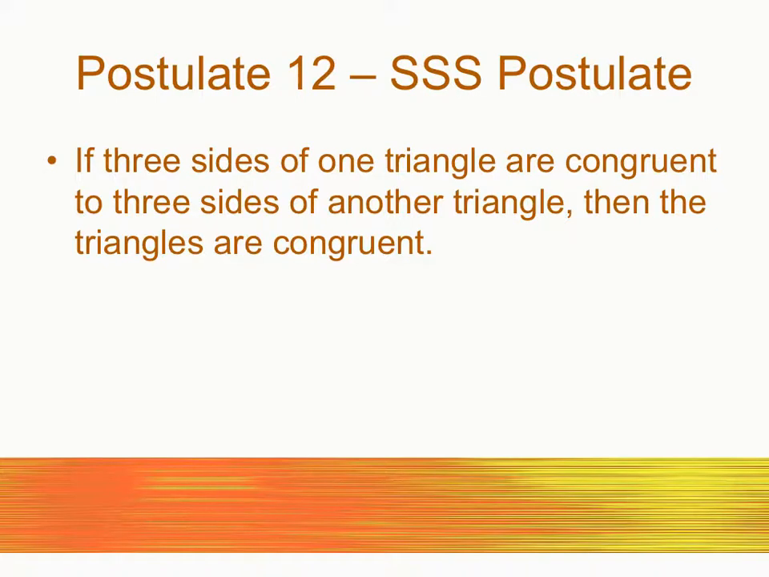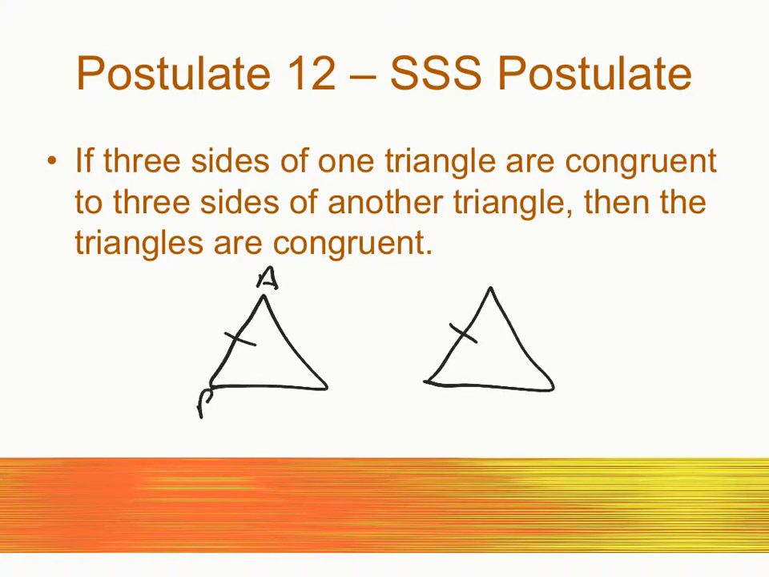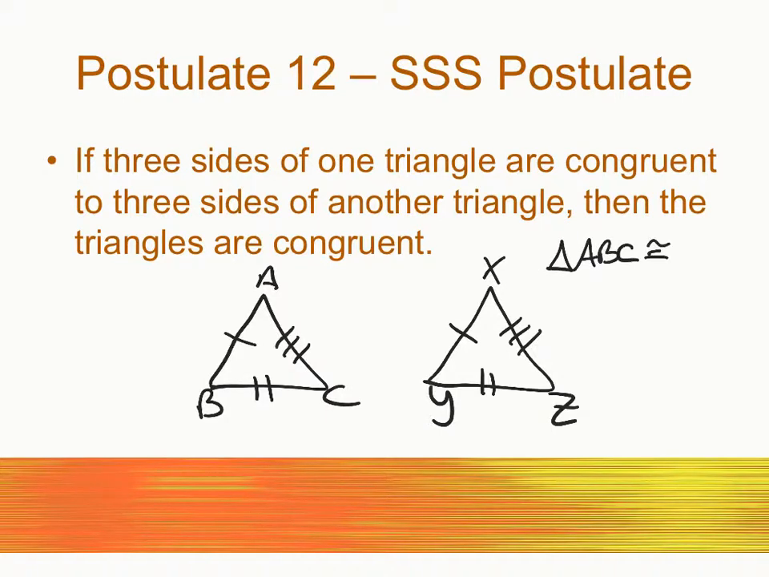What it states is if 3 sides of one triangle are congruent to 3 sides of another triangle, then the triangles are congruent. So just to elaborate a little bit, you might be given 2 triangles. Let's say this one's A, B, C, this one's X, Y, Z. And let's add some congruency marks, 1, 2, 3, 1, 2, 3. So let's say they told you that triangle ABC was congruent to triangle XYZ.